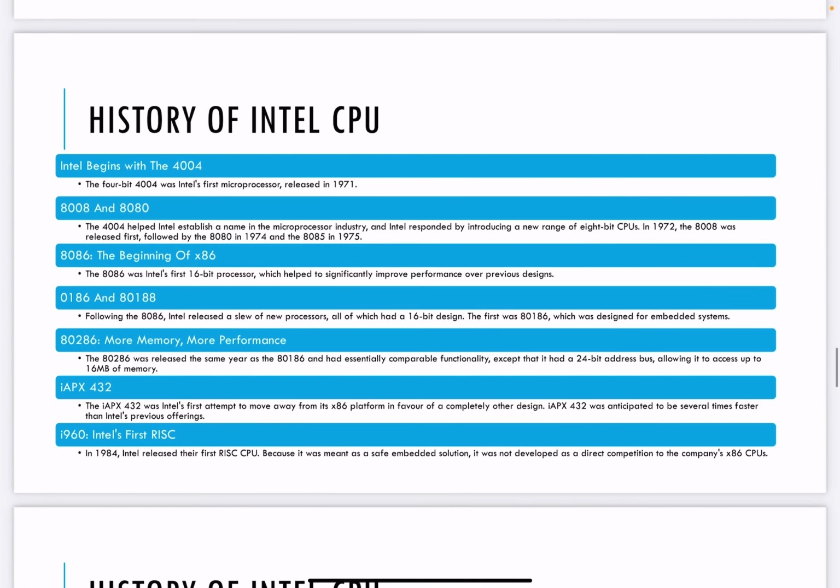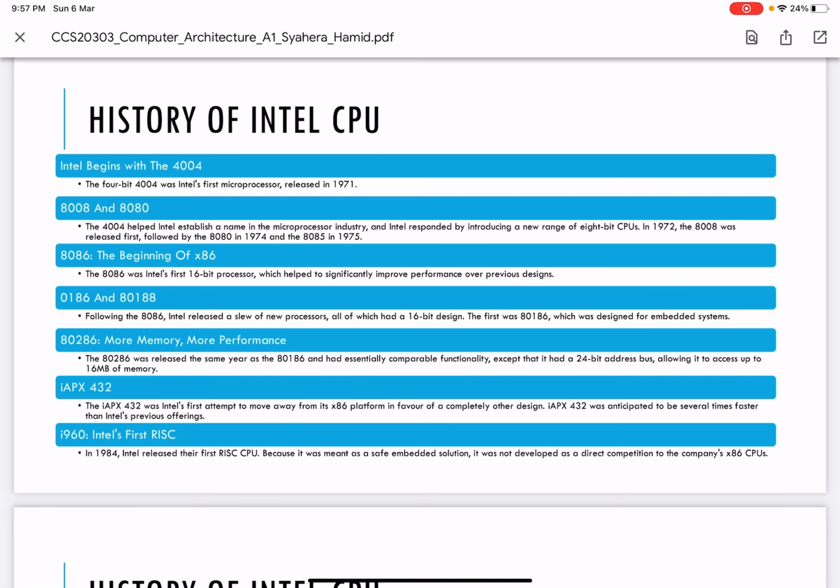So the next one is Intel CPU. So the history of Intel CPU began at the 4004, which was released in 1971, the first microprocessor for Intel. And then the 8008, 8080. The 4004 helped Intel establish a name in microprocessors, and Intel responded by introducing a new range of 8-bit CPUs. It is in 1972, and then followed by 1974 and 1975, which is the 8085.